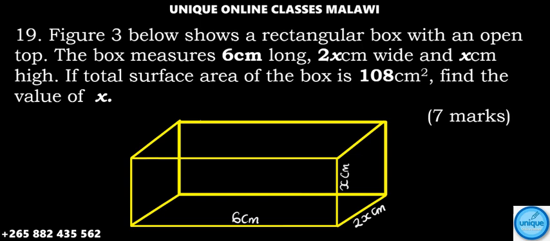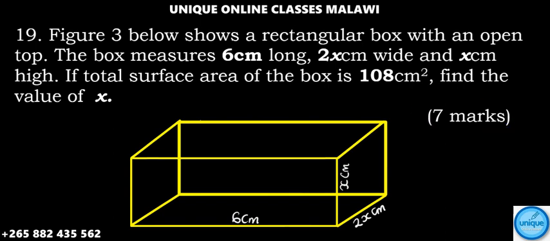Let's see the solution of this problem. It was question number 19. The question reads: Figure 3 below shows a rectangular box with an open top. The box measures 6 centimeters long, 2x centimeters wide, and x centimeters high. If the total surface area of the box is 108 centimeters squared, find the value of x. Max awarded was 7 marks.